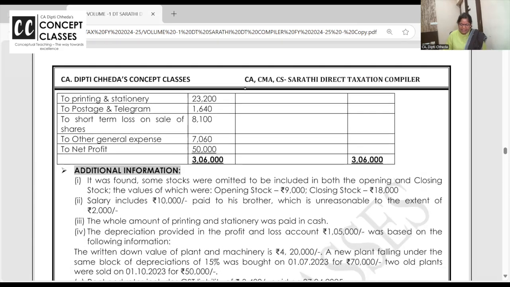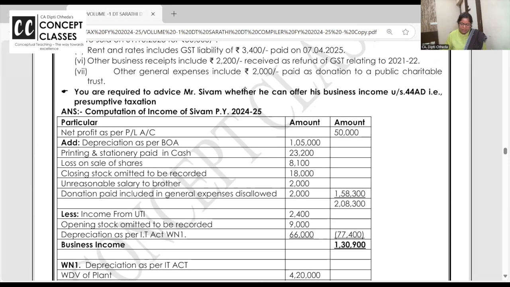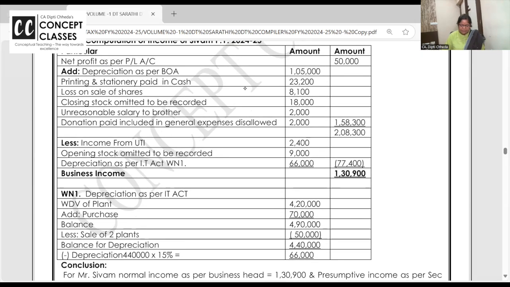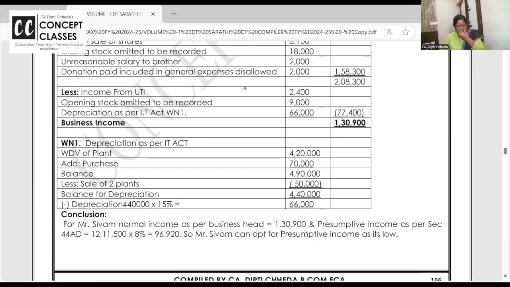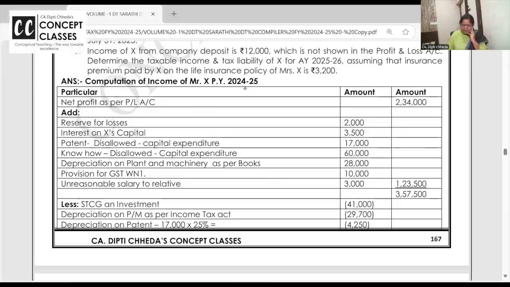Shivam is maintaining P&L और उसका 50,000 income है. Yeah, right. 50,000 income है उसका. And then if he decides he wants to go for presumptive taxation, so on turnover show net profit, whichever is beneficial, he can go for that.